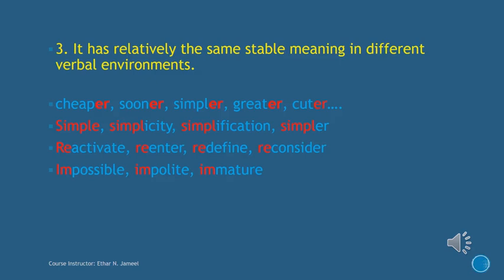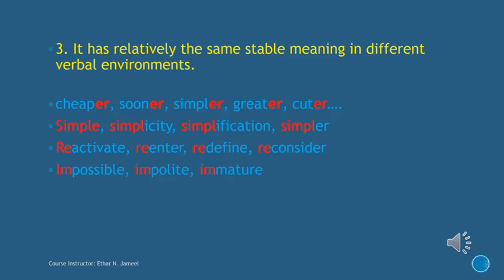Let's take another morpheme. The morpheme re. Reactivate, re-enter, redefine, reconsider. Re here has a meaning. It means again. Like activate again, enter again, define again, consider again. So when I put re before these verbs and some other verbs, it means again. So notice that re has the same meaning in all of the words that contain it.